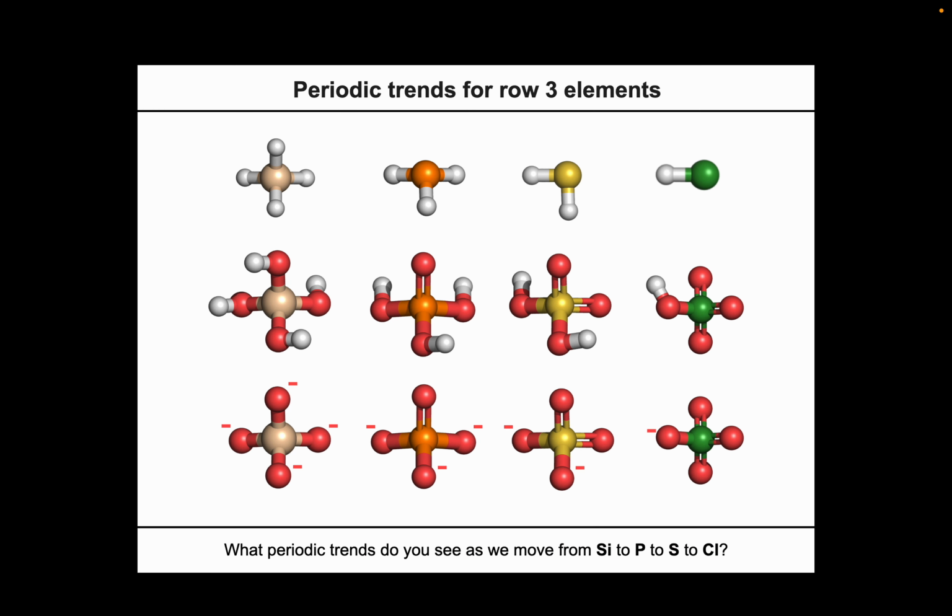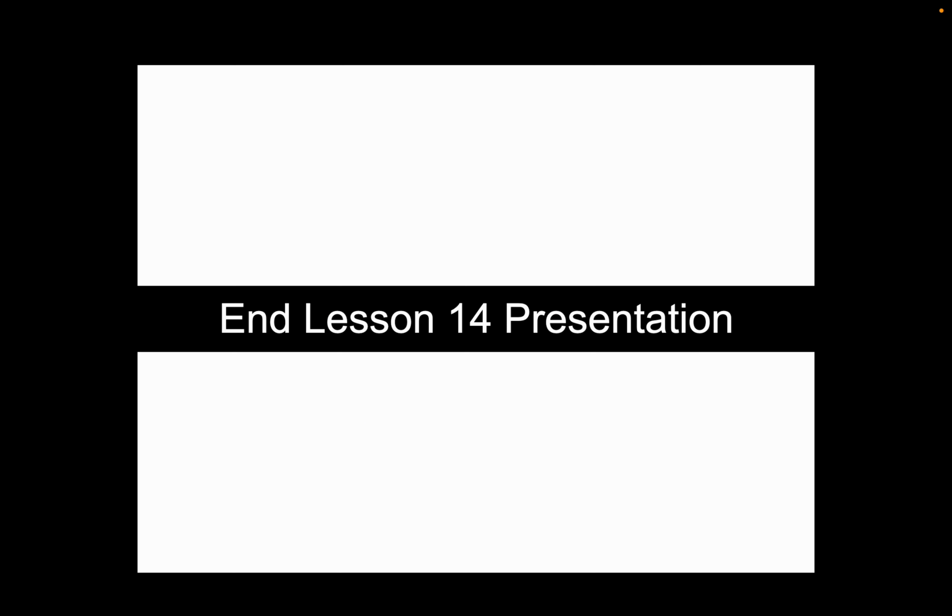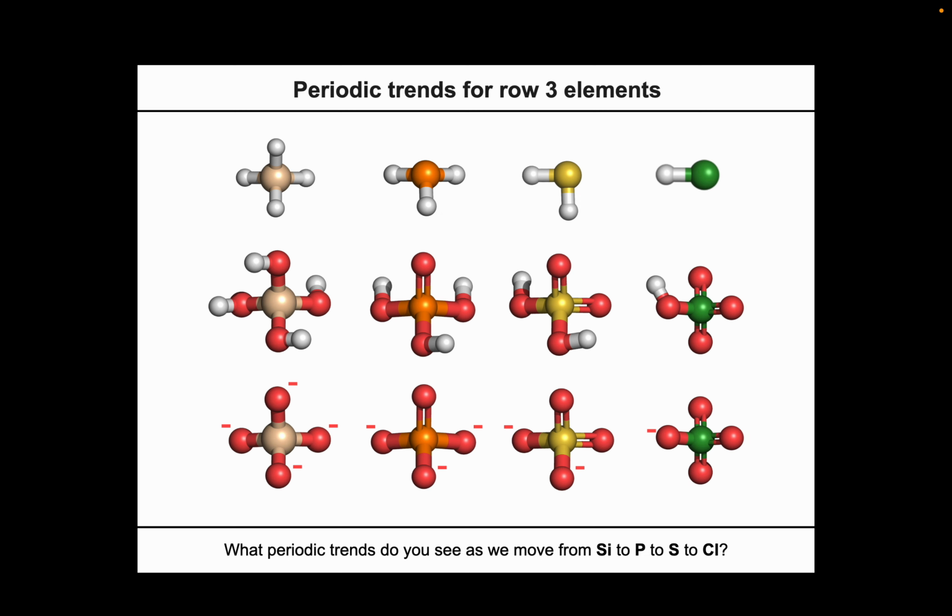So here's the periodic trends. Rows through elements. What periodic trends do you see as we move from silicon to phosphorus to sulfur to chlorine? Give it a few minutes to ponder it out. Well, you see the thing?